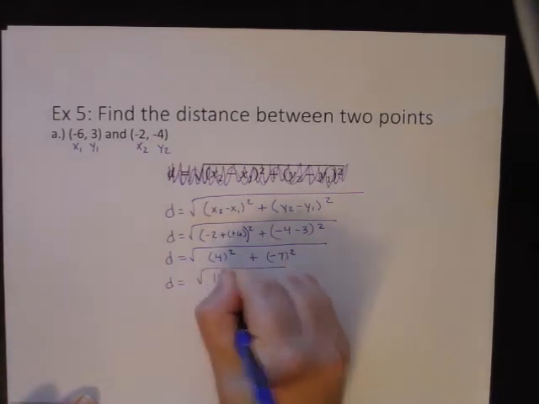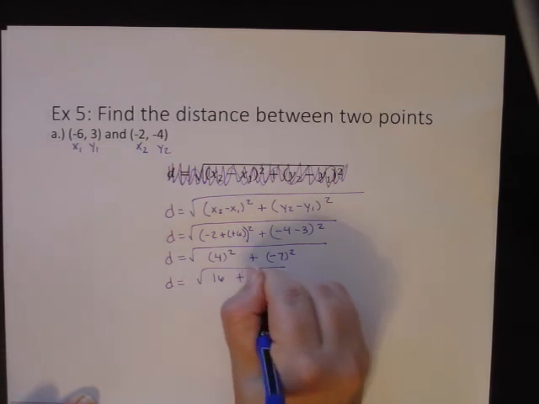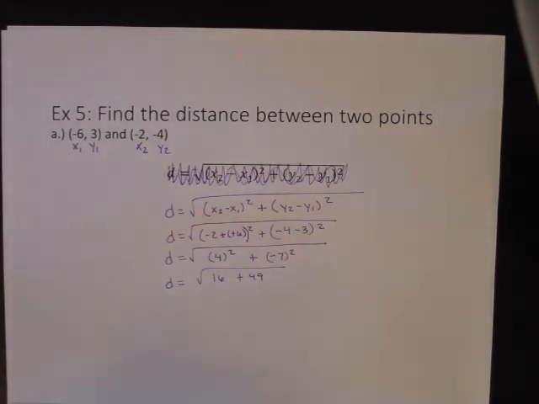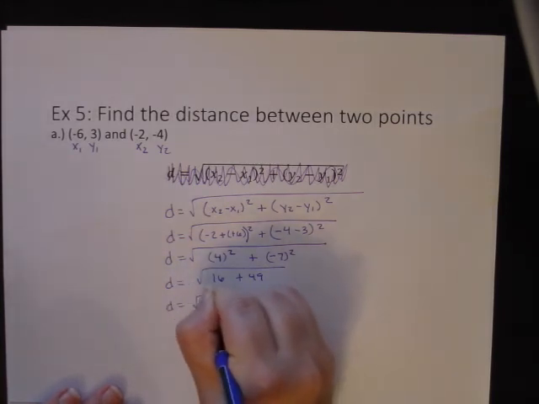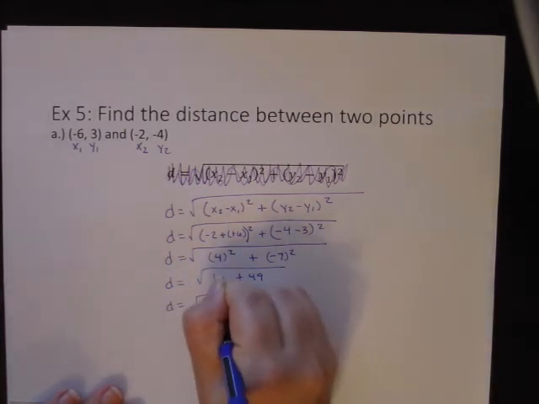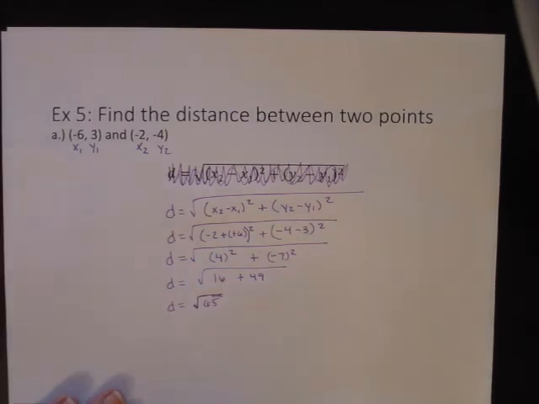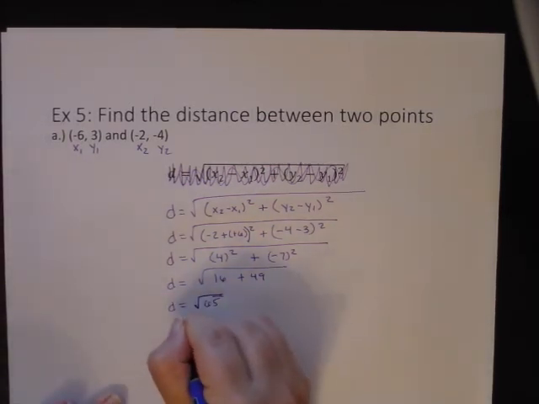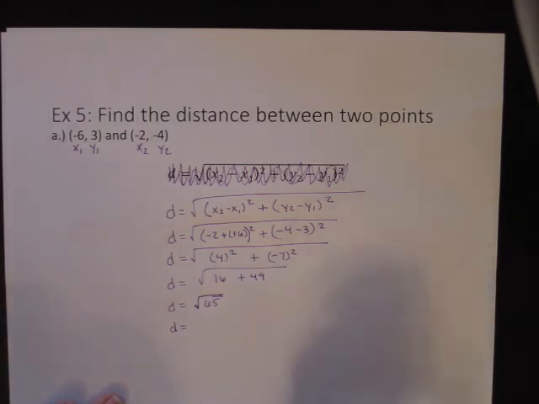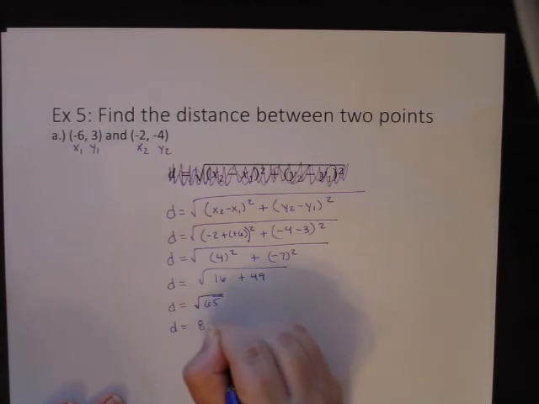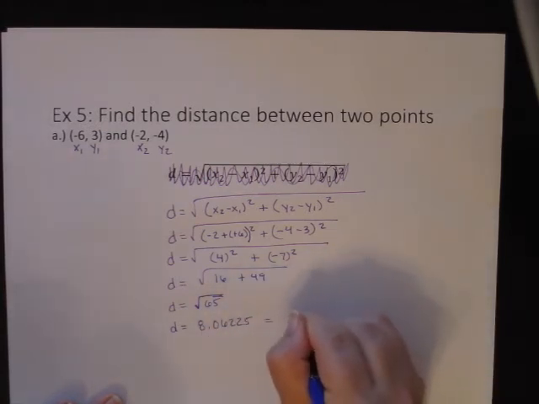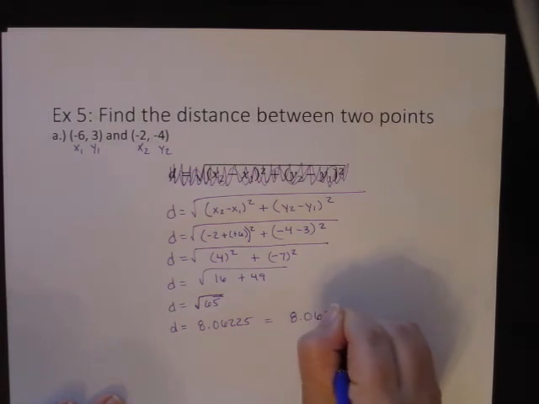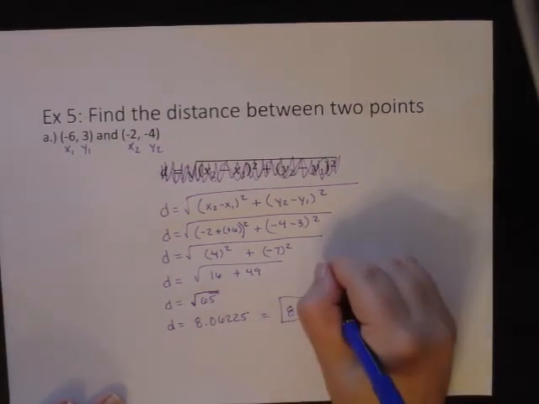So 4 squared is 16. Negative 7 squared is 49, because a negative times a negative is a positive. I add those two together, and I get the square root of 65. When I put the square root of 65 in, I don't get a whole number, so this is going to be an irrational number. And we know for an irrational number, we go around 3 places past the decimal. So when I do the square root of 65 in my calculator, I get 8.06225, which will be 8.062. And it's irrational.